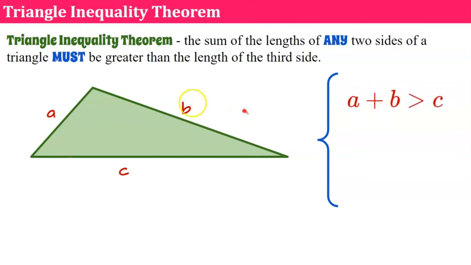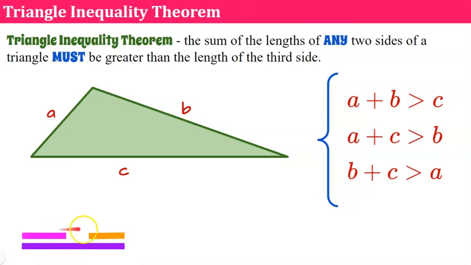A plus B, so these two side lengths must add to be greater than the third, C, which means our sides A and C must also together add up to be greater than the length of the third side B, and our final is B and C must add and have a sum that is greater than that last third side A. So here's what happens if these three inequality statements are not true.